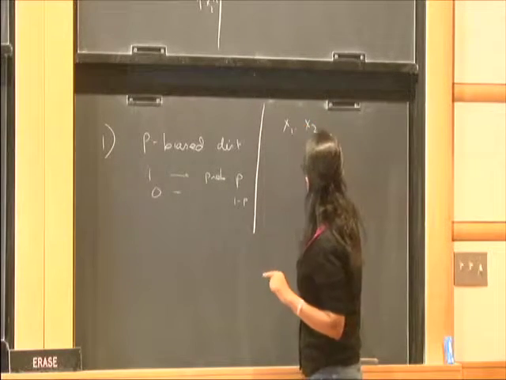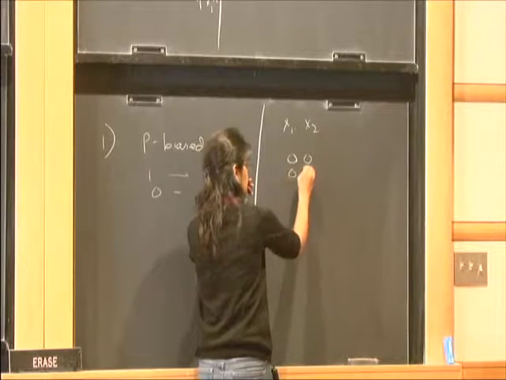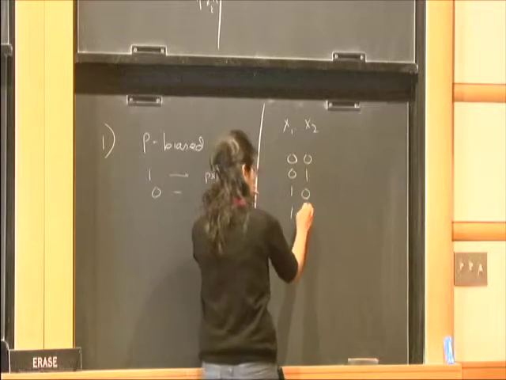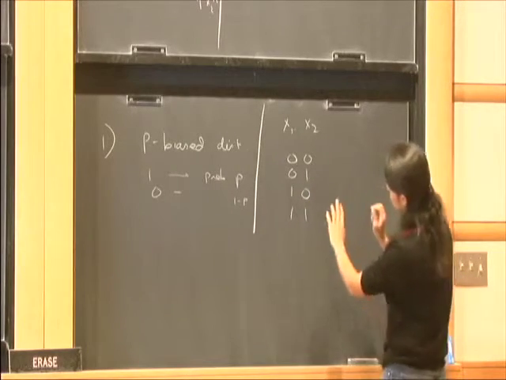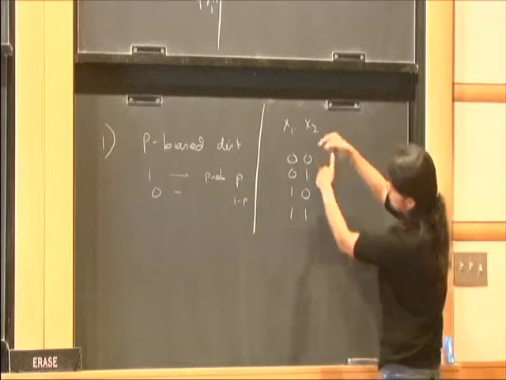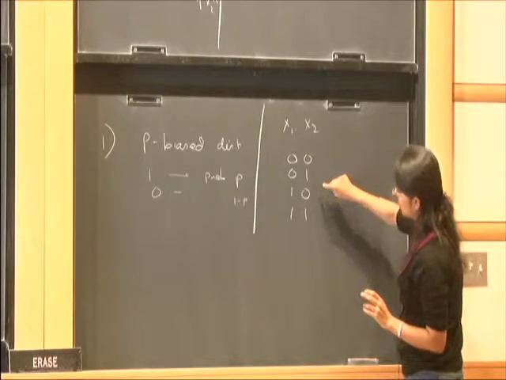So what values can x1, x2 take? It could be 0, 0, 0, 1, 1, 0, or 1, 1. So I want to tell you what should be the probability. It's a joint distribution I want to come up with. So I want to tell you what is the probability of 0, 0, 0, 1, 1, 0, and 1, 1.